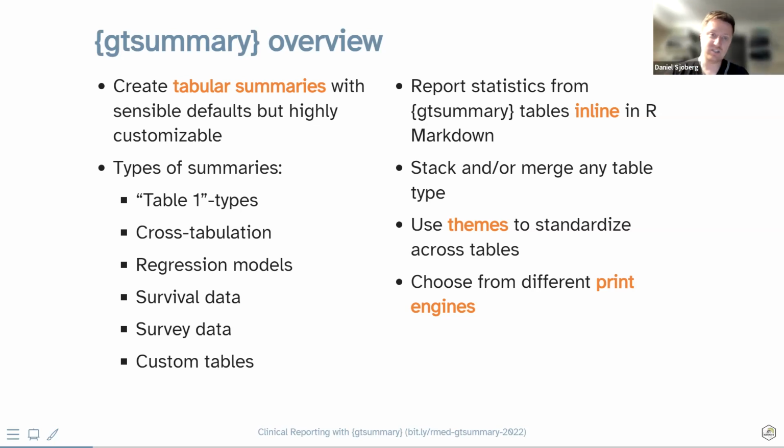So what does gtsummary do? Primarily we're going to focus on tables, and we're going to make Table 1 type tables. In a medical paper, Table 1 is the table that describes the cohort of the population you're working with. We're going to do cross tabulations, summaries of regression models, summaries of survival and survey data, and we're going to talk about custom reporting.